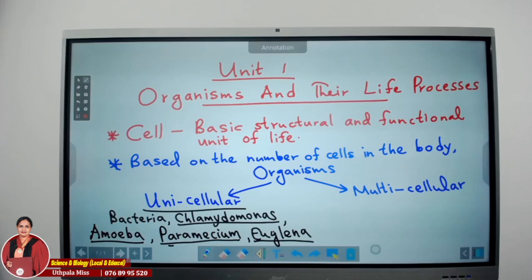Then we have to discuss the living characteristics. What are the living characteristics exhibited by organisms? Why do we call them living? How do we differentiate them from the non-living? So, the living characteristics. We'll see the living organisms. What are the characteristics of living organisms? Can you mention some of them? Can you send them to the chat?